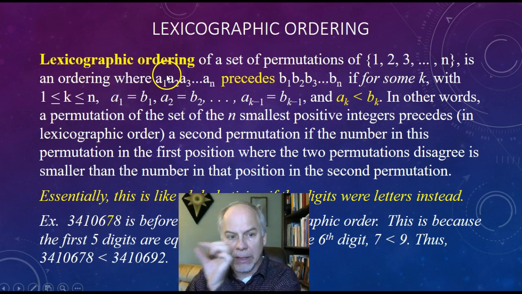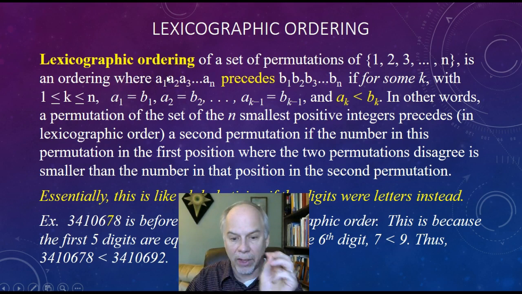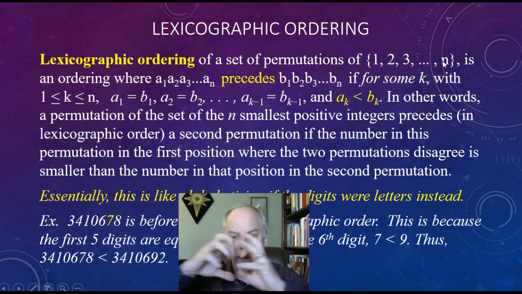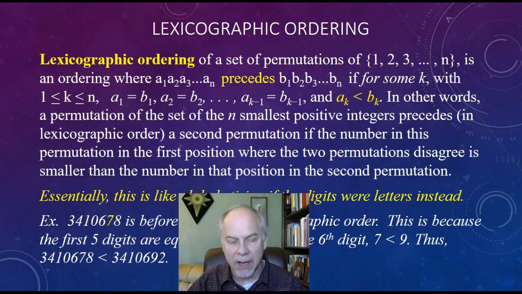Lexico has to do with kind of like a dictionary, dictionary order, or lexicographic ordering of a set of permutations of the numbers 1, 2, 3, 4, all the way to n. So we have some set of numbers from 1 to n, and we're going to order that set and think about the ordering of that set.